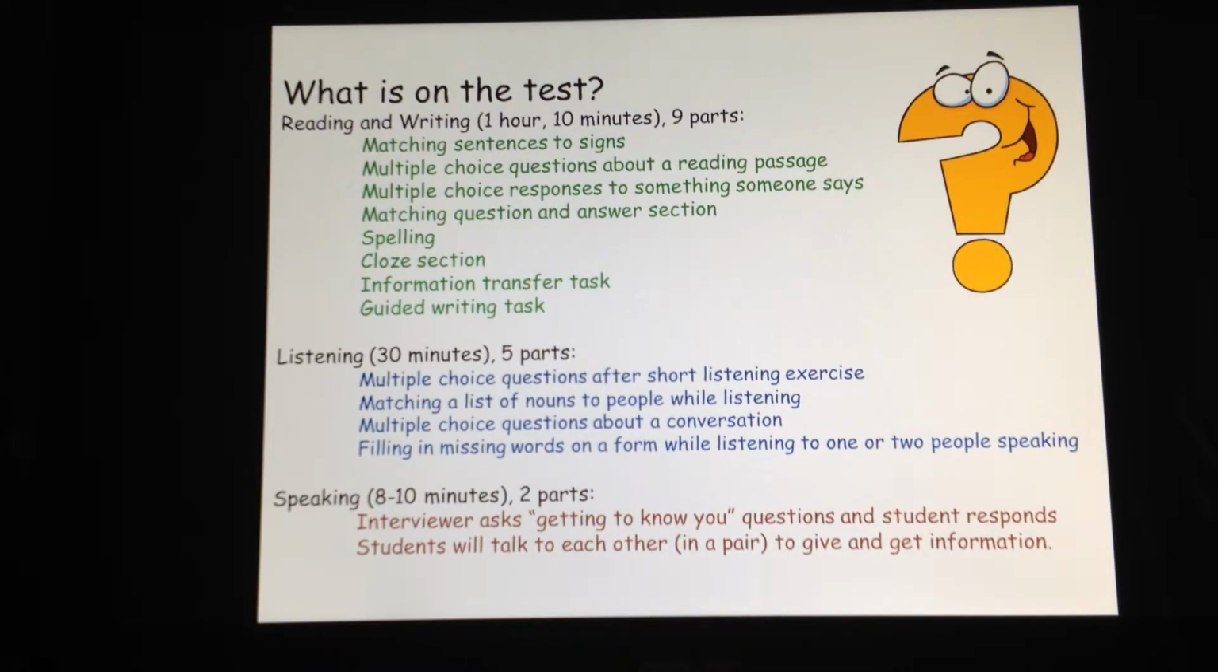The listening section is 30 minutes long and has 5 parts. Some of the activities you will be asked to do will be multiple choice questions after listening to a short excerpt, matching a list of nouns to people while listening to descriptions about them, multiple choice questions about a conversation, and filling in missing words on a form while listening to people talking.